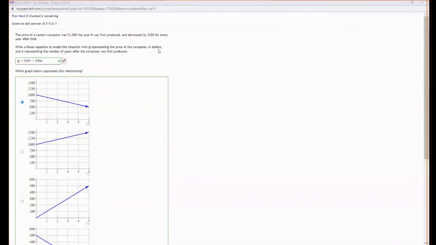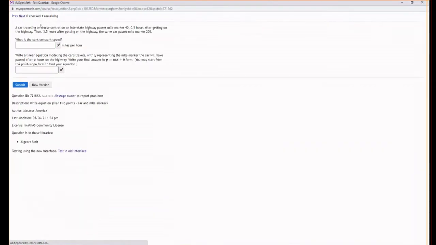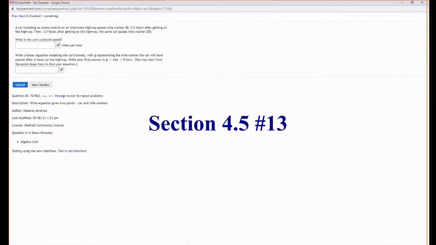Okay, I think this is 4.5 number 12, so the next one should be 4.5 number 13, which is next on the list. A car traveling on cruise control on an interstate highway passes mile marker 40, 0.5 hours after getting on the highway. Then 3.5 hours after getting on the highway, the same car passes mile marker 205.